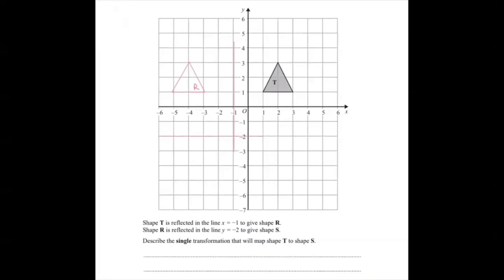Now, you could be using tracing paper for this. You could be counting away. It's whatever you're comfortable with, really. Now, the single transformation, T to S is a rotation. We can see it's been twisted. So we would write that it's a rotation. It's 180 degrees. And the center is actually where the 2 lines of reflection cross. So it's quite a nice one to find.